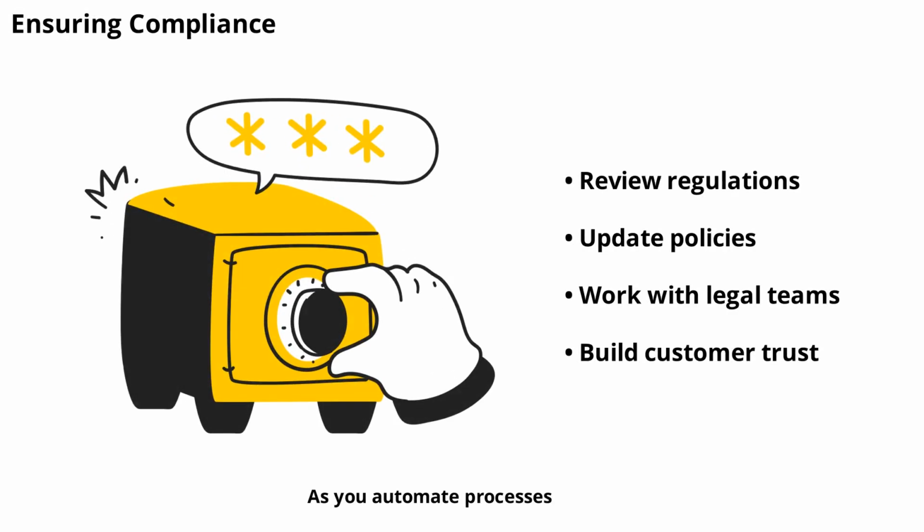As you automate processes, ensure compliance with industry regulations and data protection laws. Work with legal and compliance teams to review your AI systems and update policies as needed. Staying compliant protects your business from legal risks and builds trust with customers.